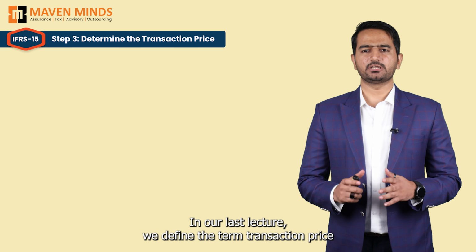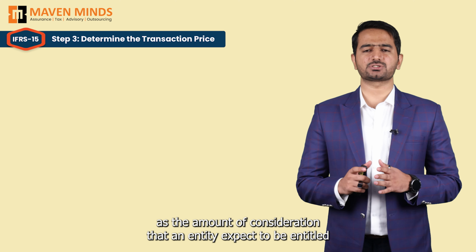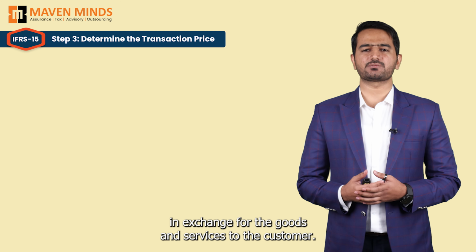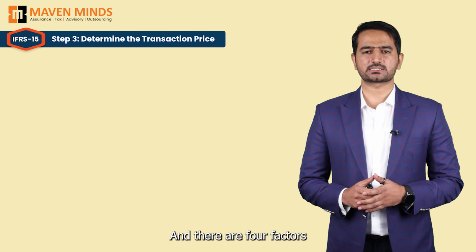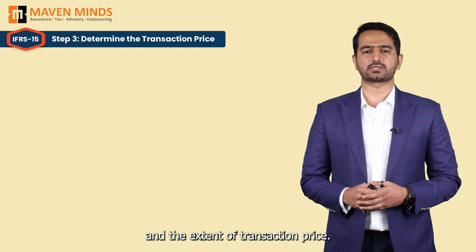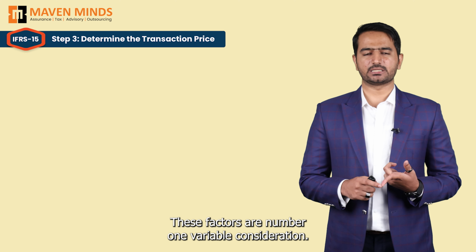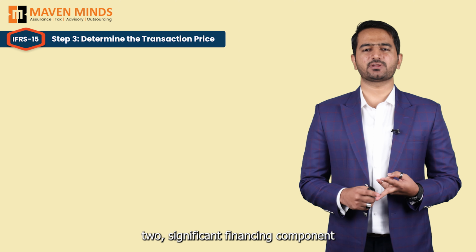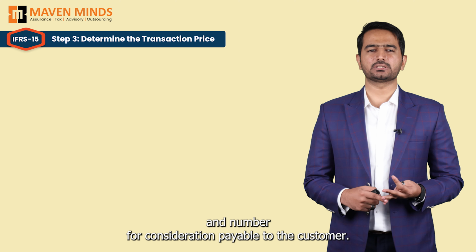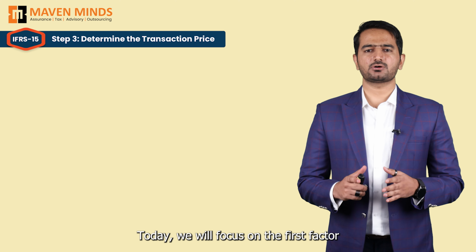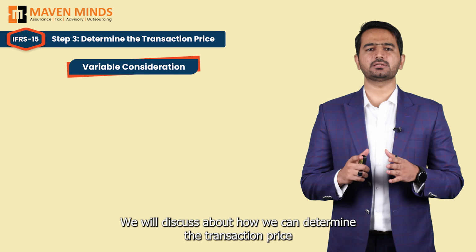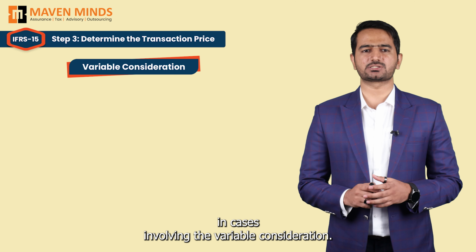In our last lecture, we defined the term transaction price as the amount of consideration that an entity expects to be entitled to in exchange for the goods and services to the customer. And there are 4 factors that can affect the nature, timing, amount, and the extent of transaction price. These factors are: number 1, variable consideration; number 2, significant financing component; number 3, non-cash consideration; and number 4, consideration payable to the customer. Today, we will focus on the first factor, that is variable consideration. We will discuss how we can determine the transaction price in cases involving variable consideration.